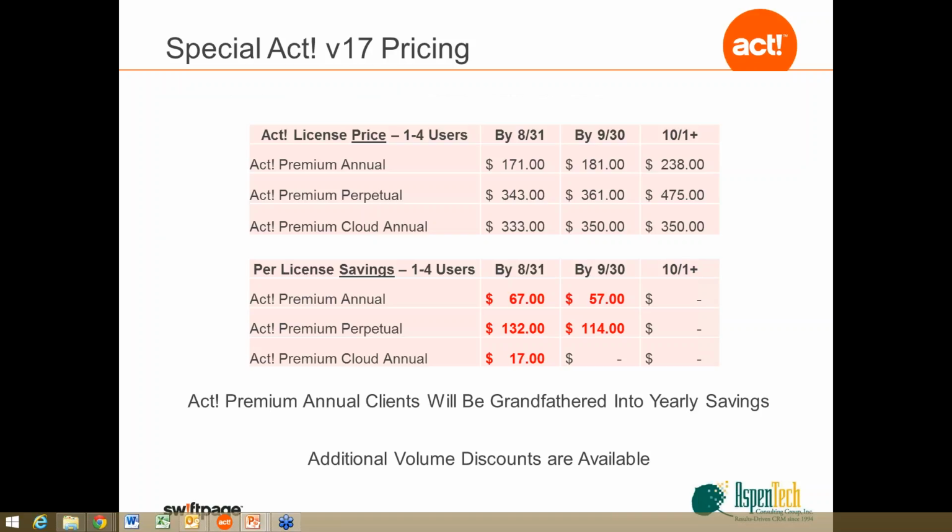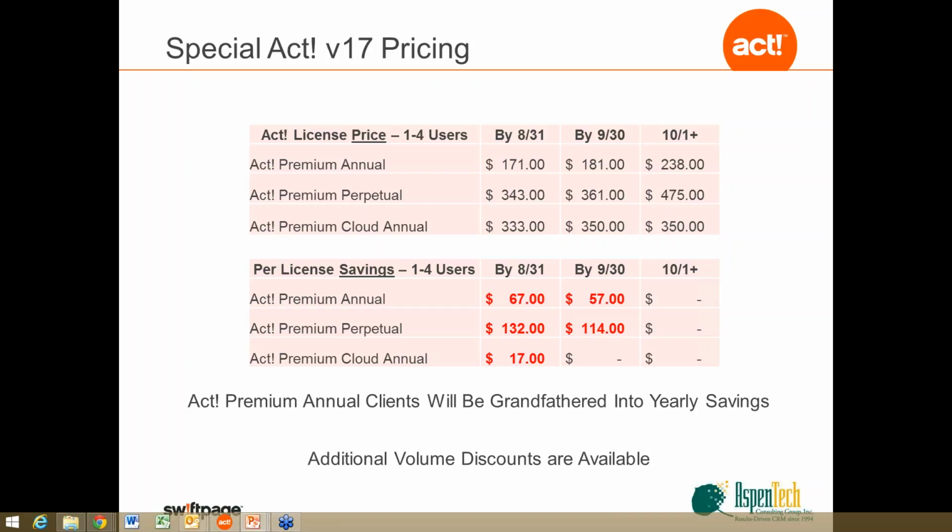Here's another slide showing the same pricing but a different way, including the per license savings relative to the dates we just discussed. And in addition, ACT Premium annual clients will be grandfathered in the yearly savings by acting before September 30. So not only does this impact what happens with version 17 now, but as you continue to move forward, if you're on an annual subscription, you'll continue to realize some of the loyalty benefits here that you otherwise wouldn't if you allow your Act 2013 product to become obsolete without upgrading it.